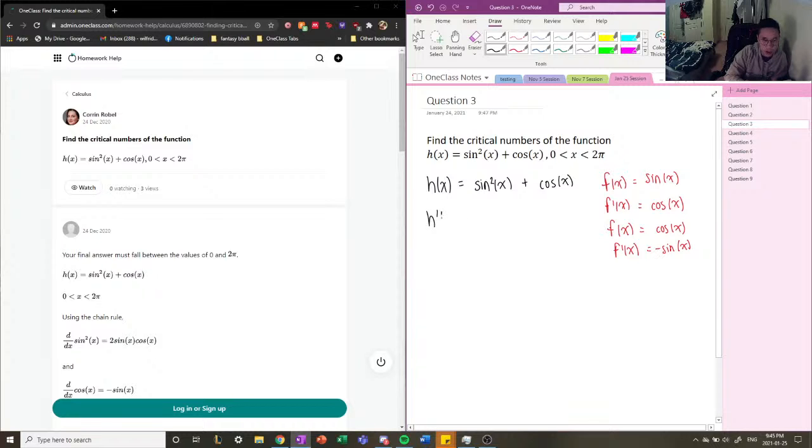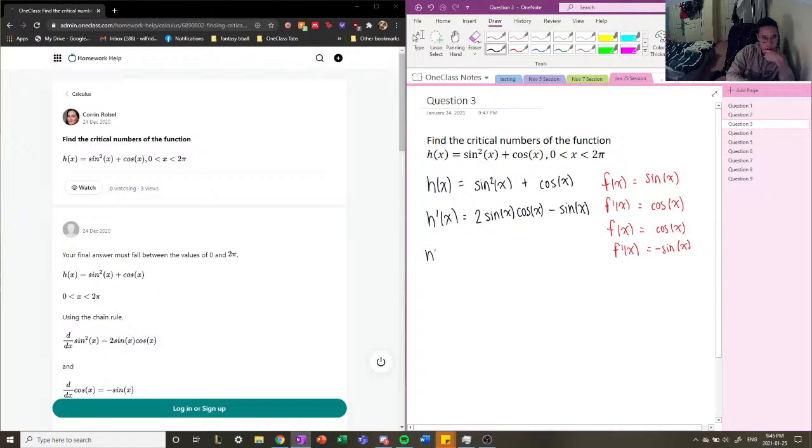So h prime of x is going to be the derivative of this function and this function. Using the chain rule here, we see that this is a function of a function. So we derive the outside function first, which gives 2 sine x, and then we derive the inside function, sine x, which gives cos x. And we derive cos x, which gives negative sine x. So this is the derivative of our original function.